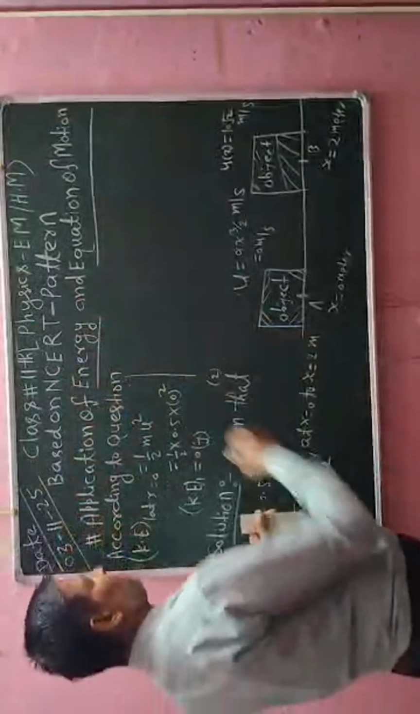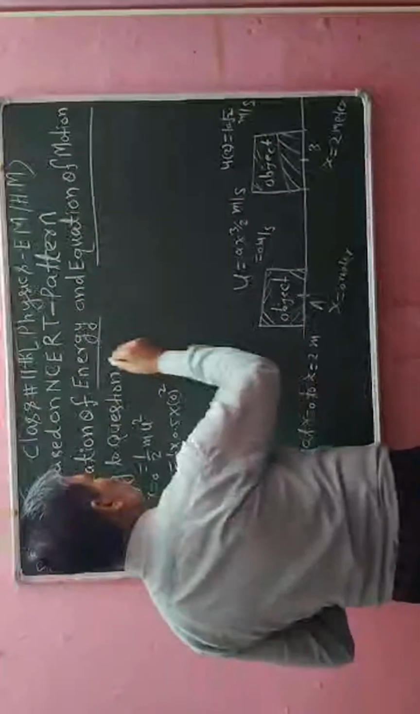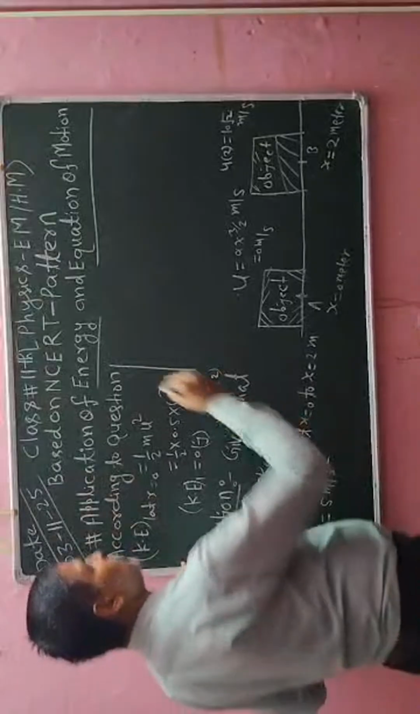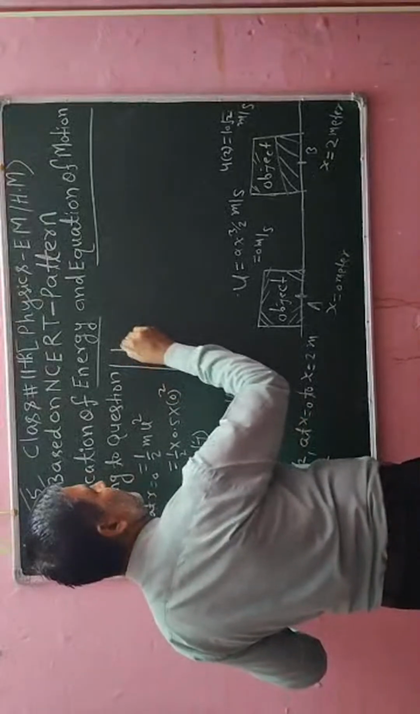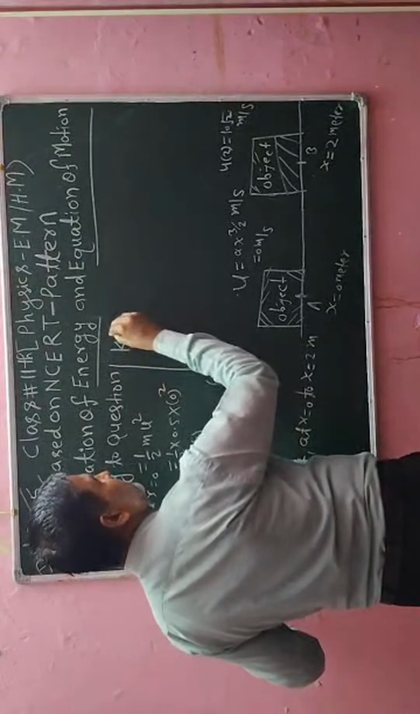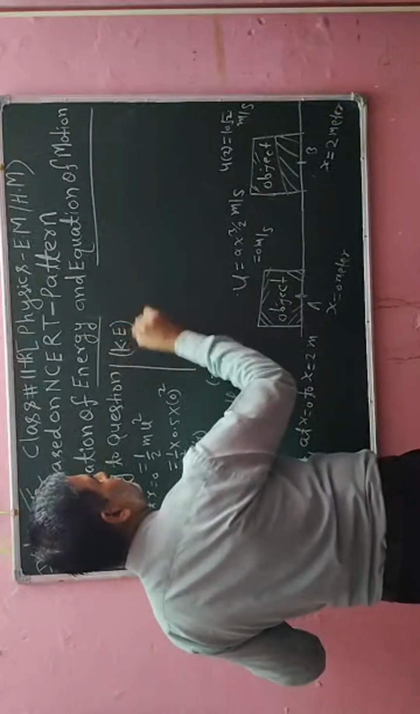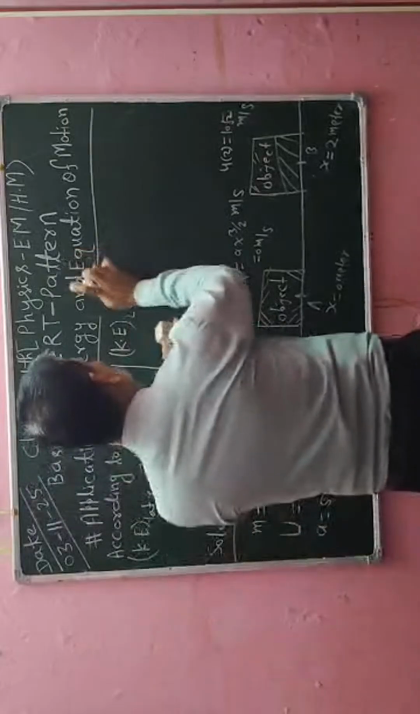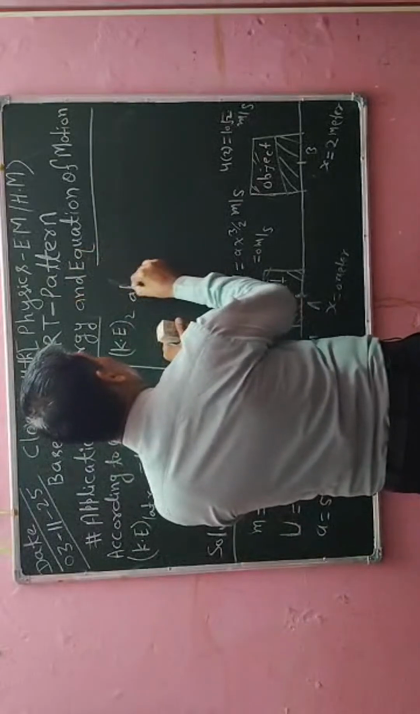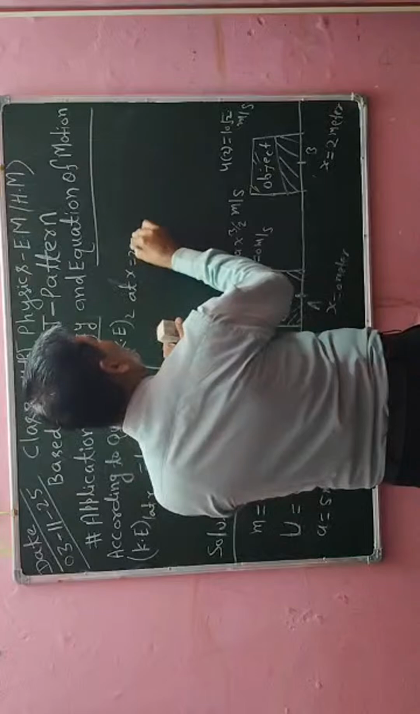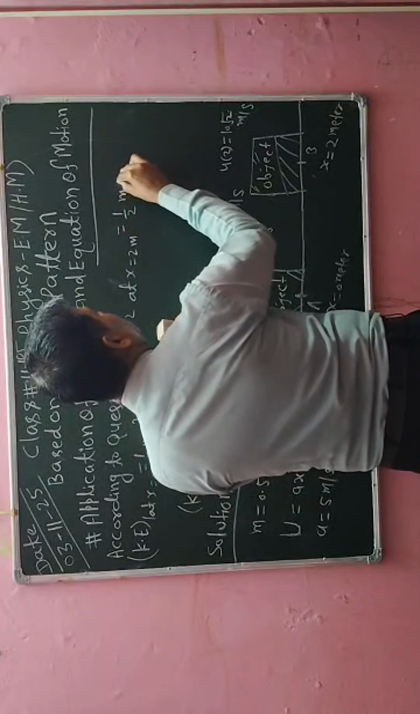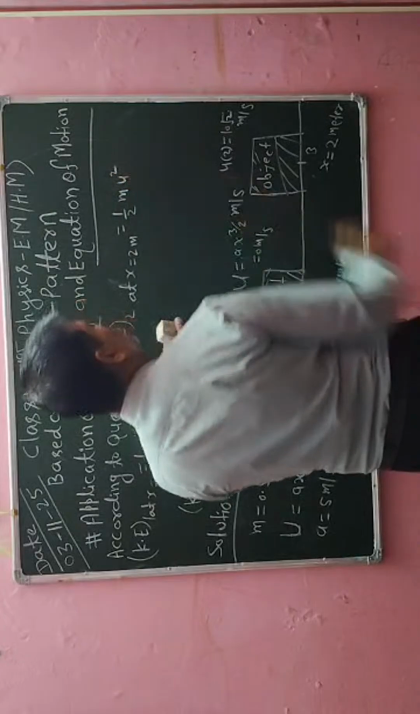At point B I will calculate the kinetic energy. Okay, so you concentrate here to understand. According to the question, I will write kinetic energy 2 at x is equal to 2 meter. So I will write 1/2 m u square.